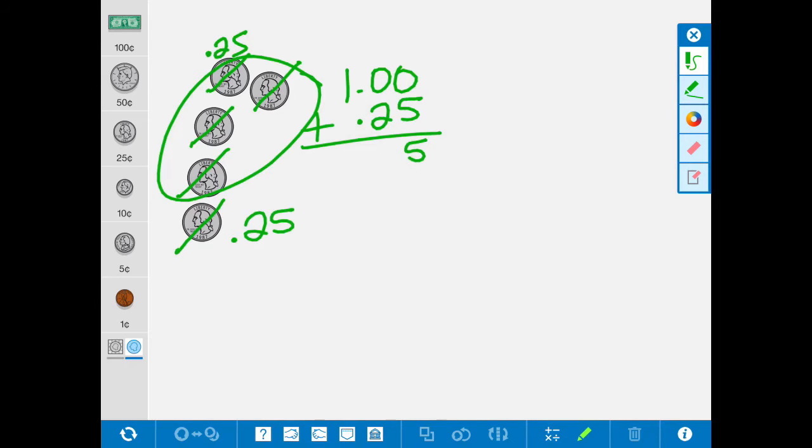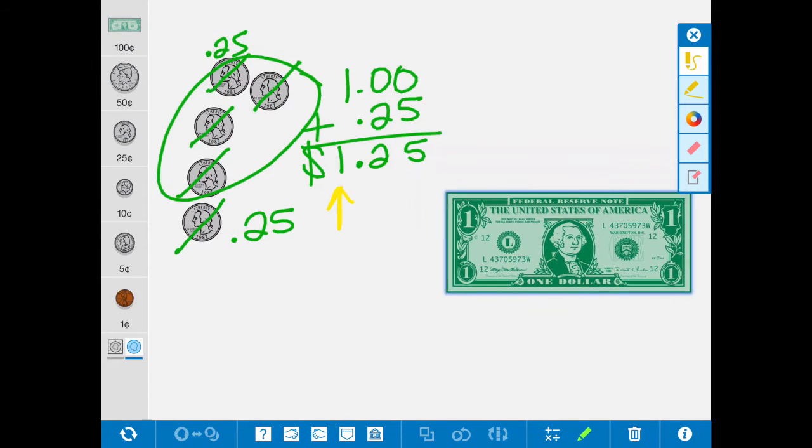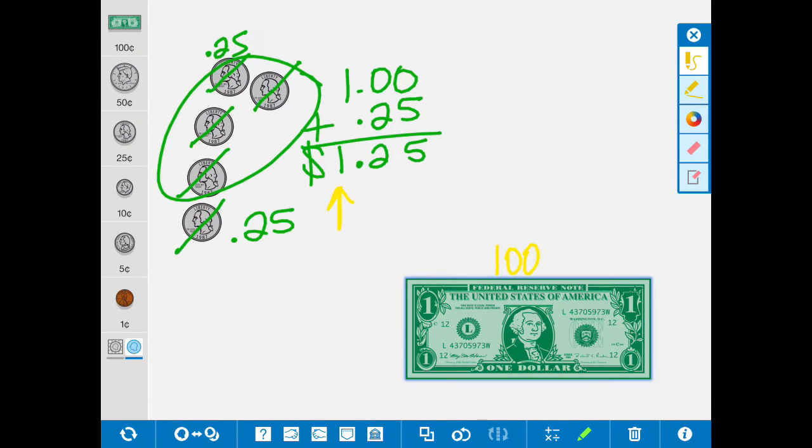5 plus 0 is 5. 2 plus 0 is 2. Bring my decimal point down. 1 plus 0 is 1. So I have $1.25 in quarters. Just because you only have coins does not mean it can't go over $1. Because every dollar is made up of 100 cents. So if at any point you're adding up coins and they are greater than 100 cents, you're going to have something in the dollar spot to the left of the decimal.